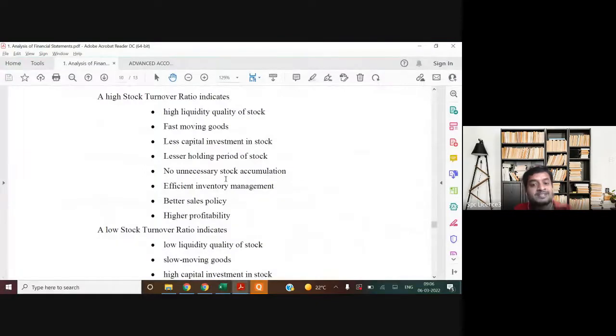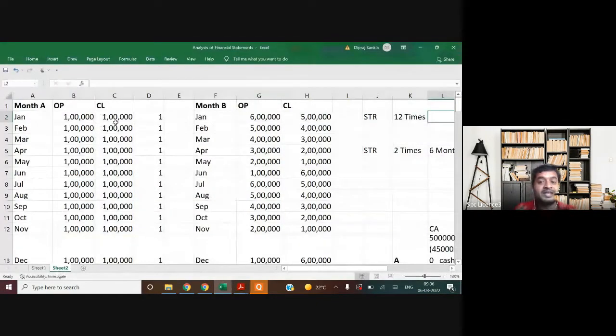Next is no unnecessary stock accumulation. Where do you see the unnecessary stock accumulation, in A company or B company?